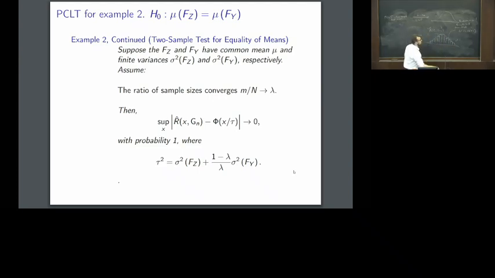normal distribution. What will be the variance of that normal distribution? We're going to call it tau square. And tau square is going to be the variance of the z guys plus, so I want lambda to be m over n plus m, the fraction of people in the second group. And so the variance is 1 over lambda minus lambda, sigma square F_Y. So that's the variance when you work out the PCLT.